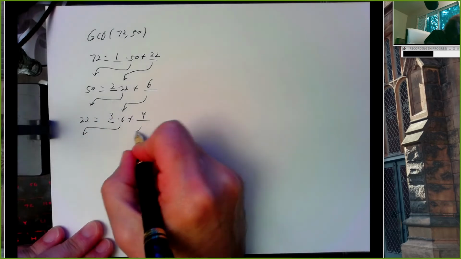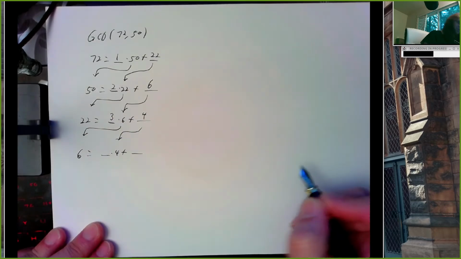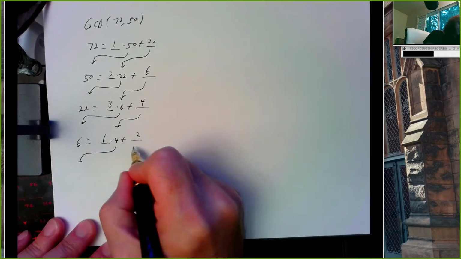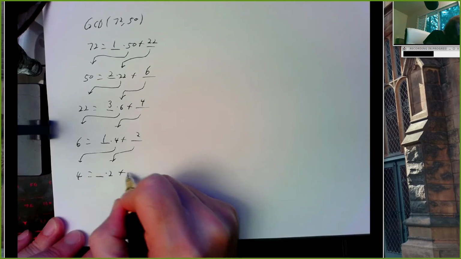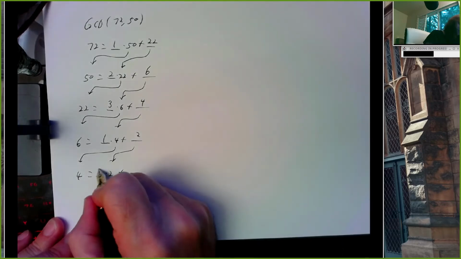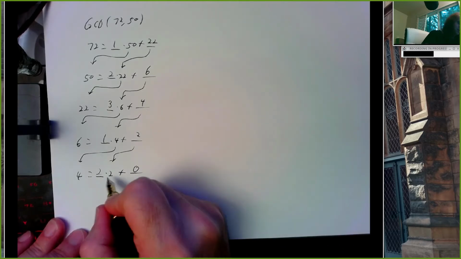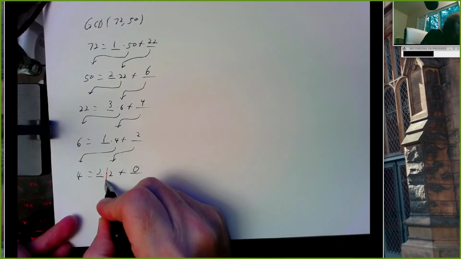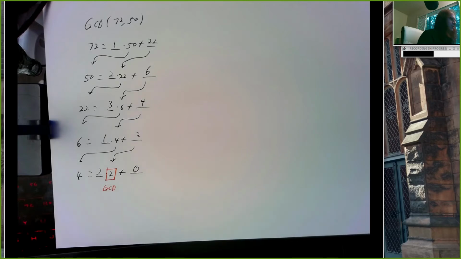And we're just going to keep doing this. 6 equals something times 4 plus something. 4 goes in once with 2 left over. Carry these over again. 4 equals something times 2 plus something. Well, 2 goes in twice and there's 0 left over. Once you get to that, the last number that we would have carried down to the next step is the greatest common divisor, or greatest common factor.